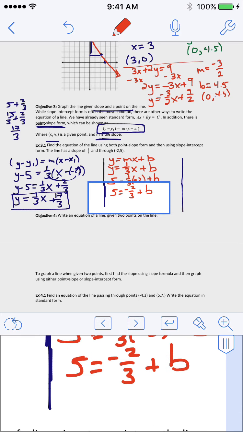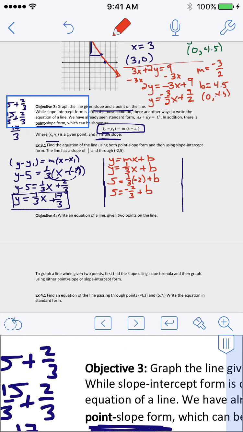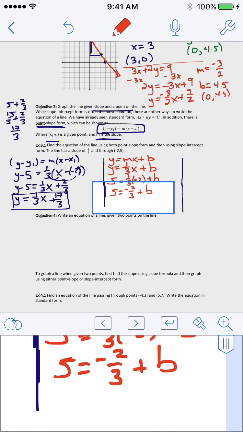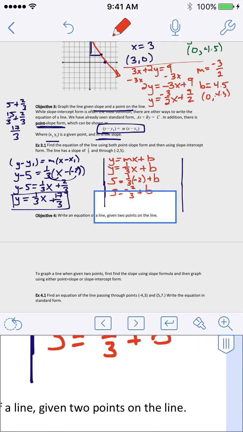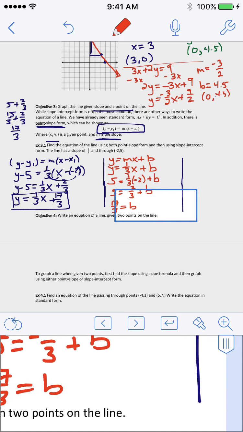Add 2/3 to both sides, and when we do that, we still have that same 5 plus 2/3, right? So notice it's very, very similar, just kind of rewritten. You still get that b is equal to 17 thirds. And so our final form is y equals 1/3 x plus 17 thirds.